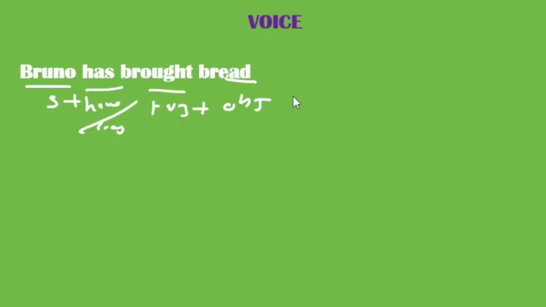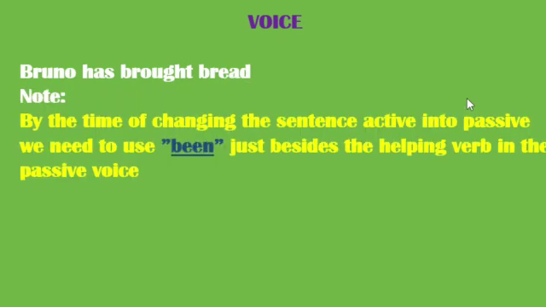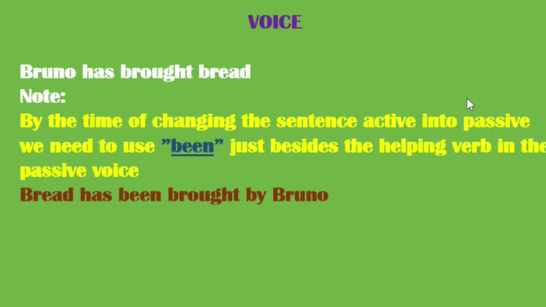But we have to add one more note here. The note is: "been" should be used. So the rule is: by the time of transforming the sentence from active into passive, we need to use "been" just beside the helping verb in the passive voice. Okay, and our answer will be like this: "Bread has been brought by Bruno." If you observe the sentence here, Bruno is the subject and this is the helping verb "has." Here we have two helping verbs, have and has, and "brought" is the verb third form and "bread" is our object. According to the rule, the object becomes the subject.